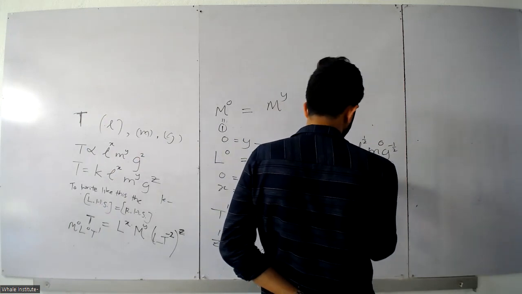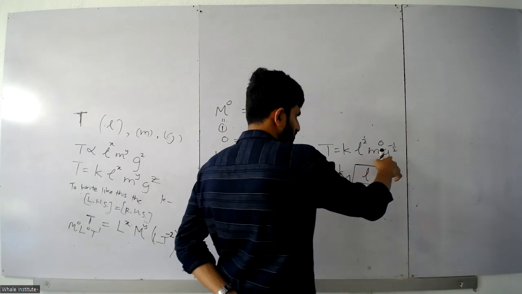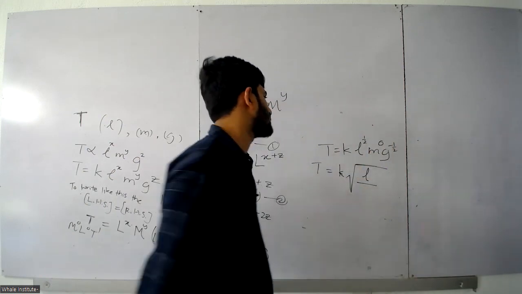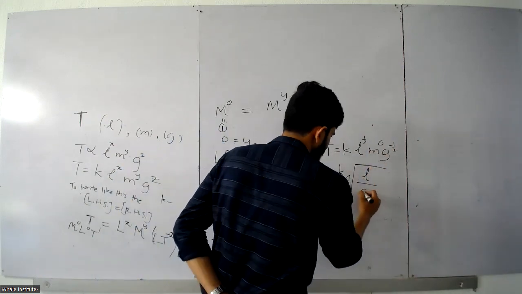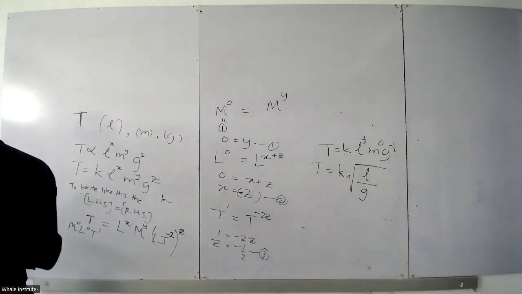Here positive half means root. Negative half means it is 1 over root g, right? It's a 1 over root g. So this is the final equation of the periodic time of a pendulum.